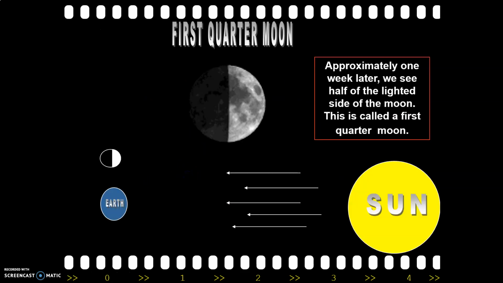The next phase is the first quarter moon. Approximately 1 week later, we see half of the lighted side of the moon. This is called a first quarter moon. So 1 week is where we get first from. And also the alignment, the sun, the earth, and the moon create a 90-degree angle.